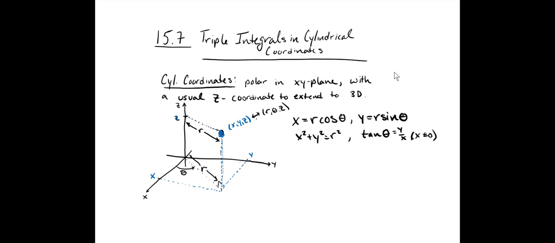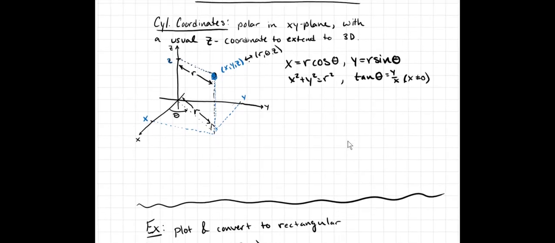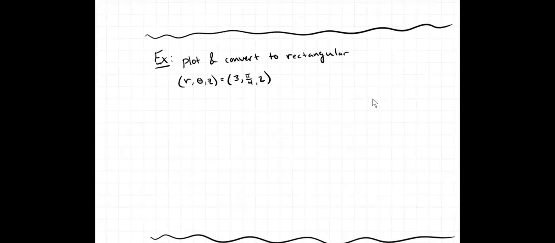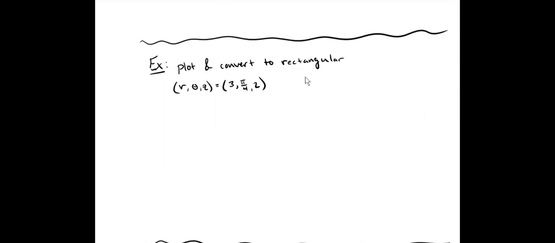I want to start out here maybe by going through a pretty simple exercise of trying to plot some of these points. So let's scroll down here. Let's plot this point given in cylindrical coordinates and convert it to rectangular. This point is r equals 3, theta equals pi fourths, z equals 2. Pretty easy to plot, if you could draw a straight line, I suppose. Close enough.